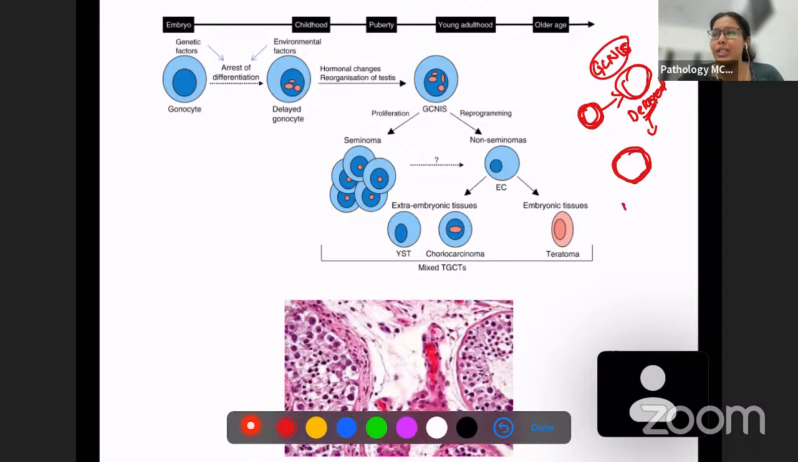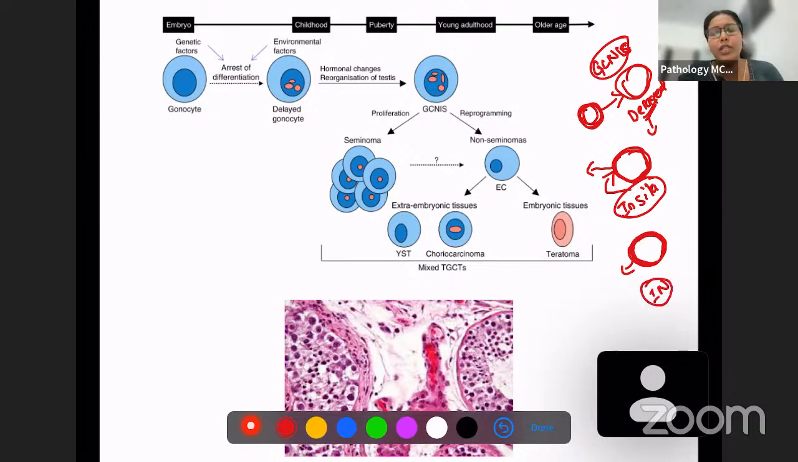GCNIS is nothing but an in situ lesion. Okay, whenever we talk about an in situ lesion, it means that it has not reached the basement membrane and it is not going through the basement membrane and coming out to the stroma. So when you call it a carcinoma, it should come into the stroma. So when the basement membrane is intact, then it is an in situ lesion.